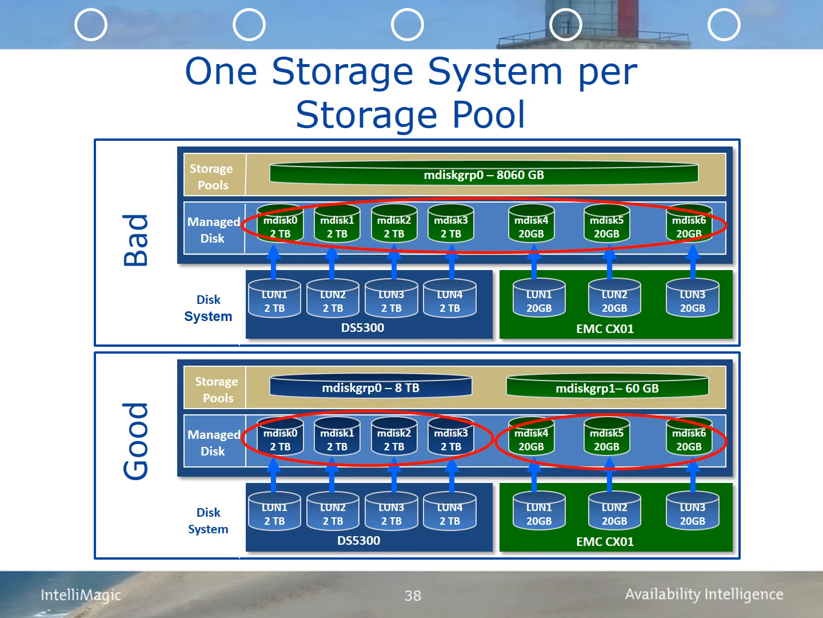This example shows a bad example on top, which is an EMC and an IBM DS5300, both providing storage to a storage pool. What's bad about this is it's going to provide very inconsistent performance, and what we want to try to do is, within a storage pool, provide consistent performance.